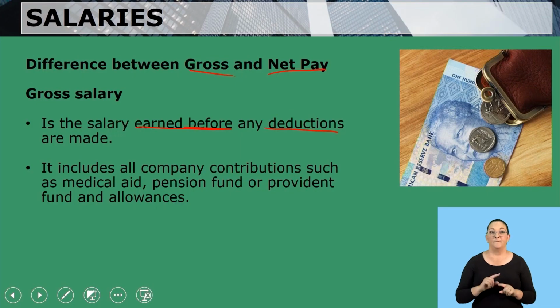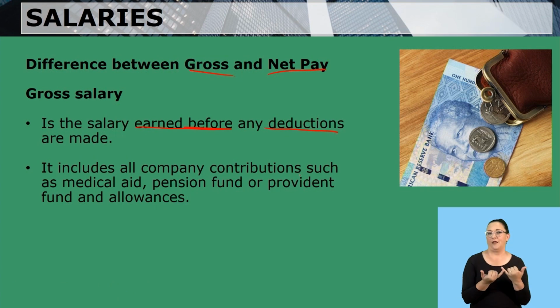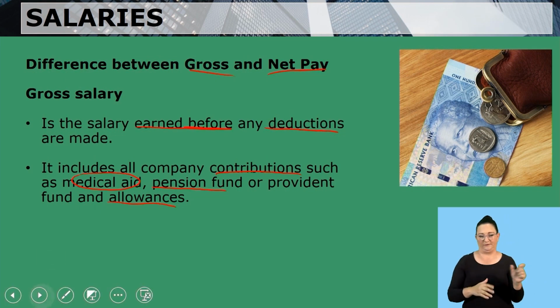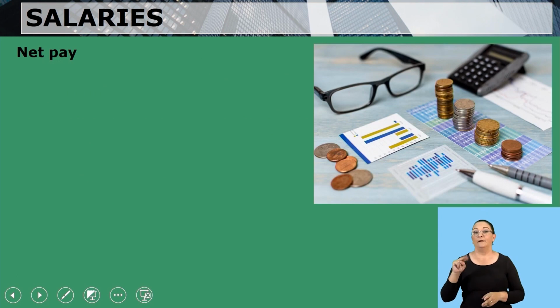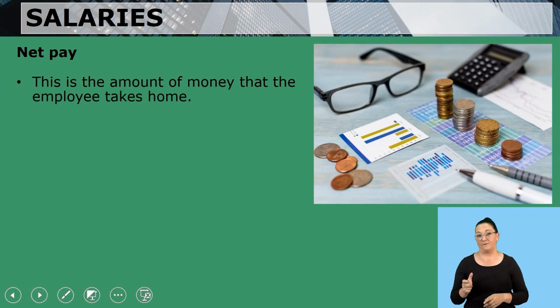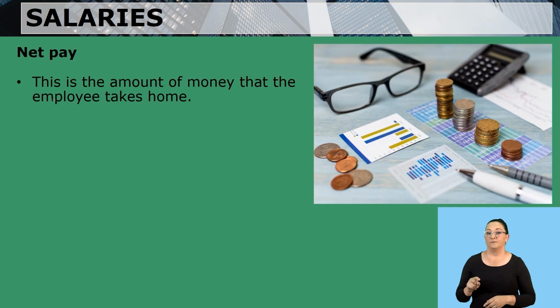And then it includes all the company contributions, such as the medical aid, the pension fund, or the provident fund, and allowances. So in that 100,000, they have included already the amount for these things that I have mentioned. Then net pay is the amount of money that the employee takes home.